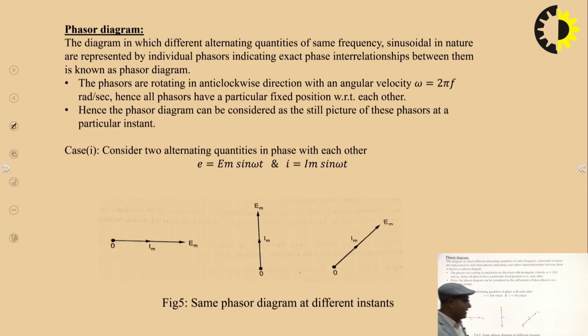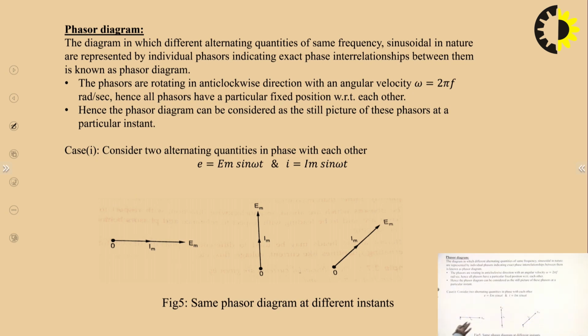The next topic is the phasor diagram. What is the meaning of a phasor diagram? Suppose we have so many AC quantities, and these phasors are rotating continuously. A phasor diagram is a diagram which represents the exact phase angle between these AC quantities at a particular instant.